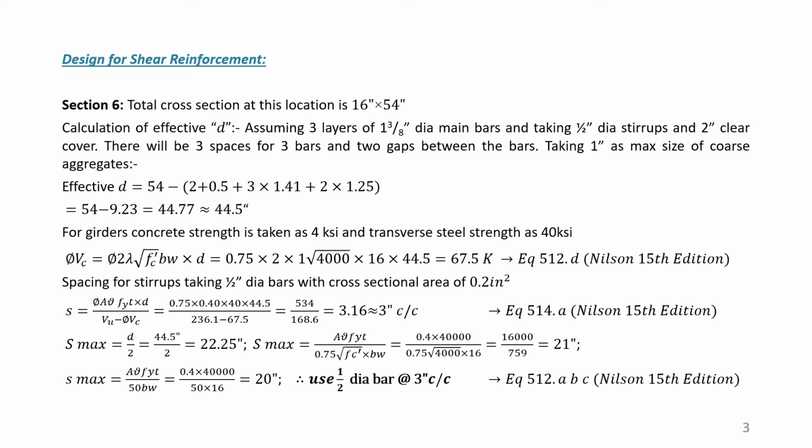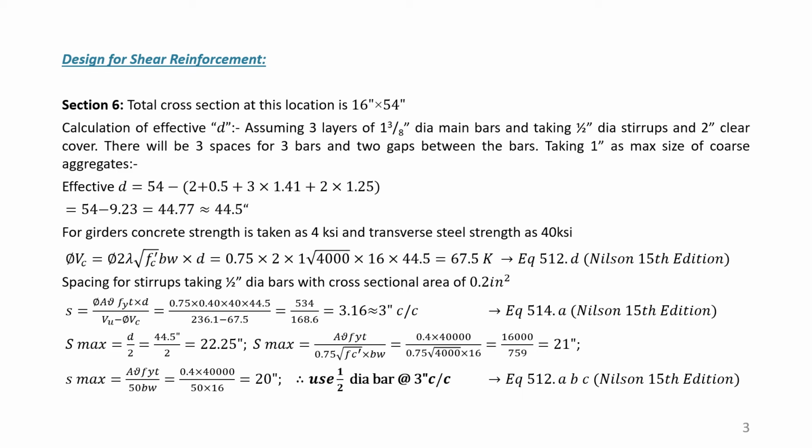There is another equation for finding the maximum spacing of stirrup: Av fyt over 0.75 root over f'c times bw d. Here Av is 0.4, fyt is 40,000, 0.75 is 75, root over f'c is 4,000, and bw is 16. Calculating this comes as 21 inches.